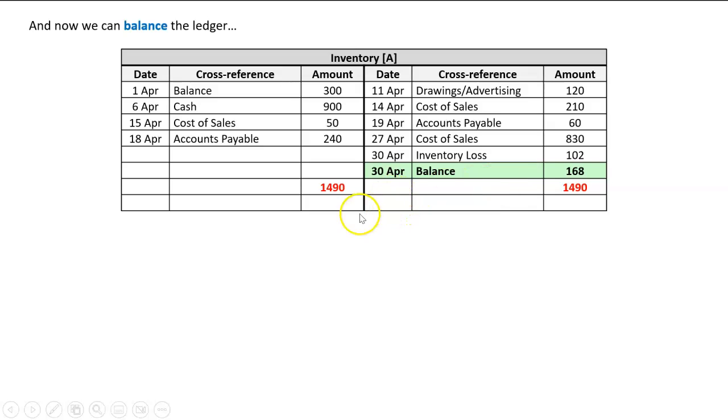But remember, we've got to carry that balance down to next month because inventory is an asset. It should have a debit balance. So on the very first day of next month, the 1st of May, the balance will be debit $168. But doesn't that number look really familiar? The final balance, that's a weird number. It's not a nice round number. Where have we seen that?